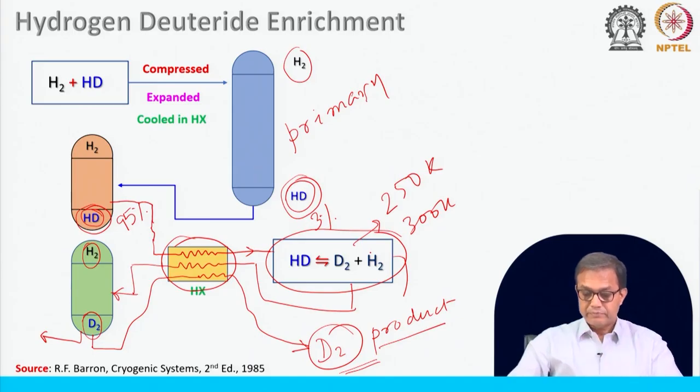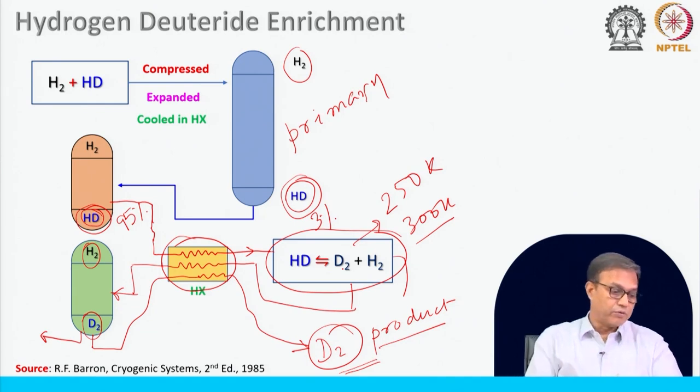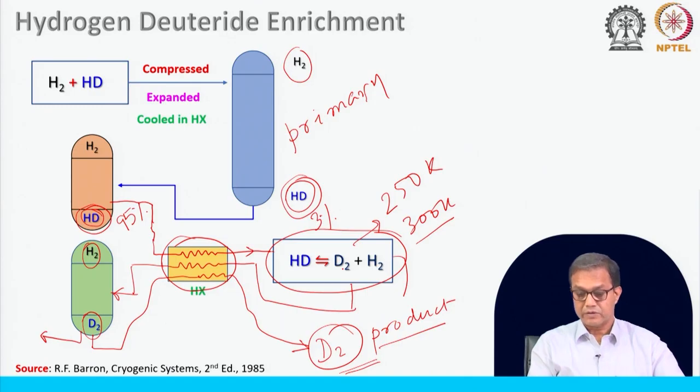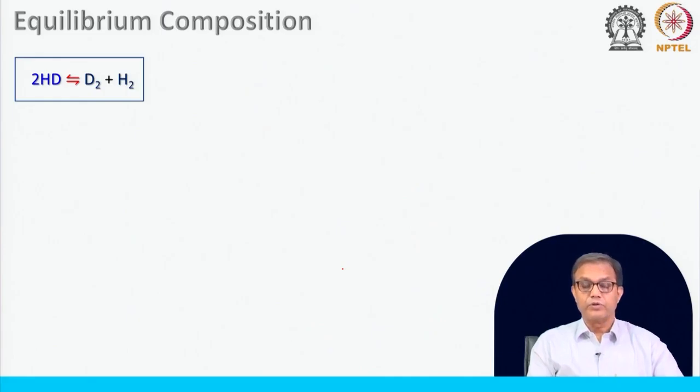So, particularly, we will now look into this reaction where hydrogen deuteride is broken into hydrogen and deuterium. Its equilibrium constant, if it is known, we can look into this reaction, how it is giving us the two products. So, let us now look into the equilibrium composition of hydrogen deuteride. It will break into the hydrogen and deuterium.